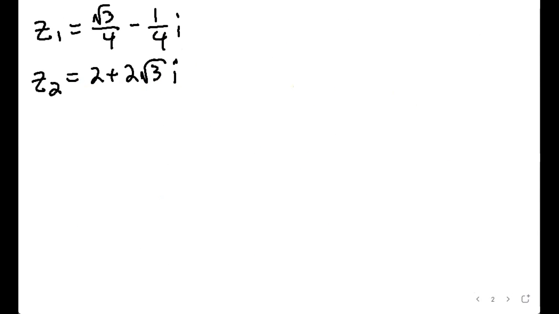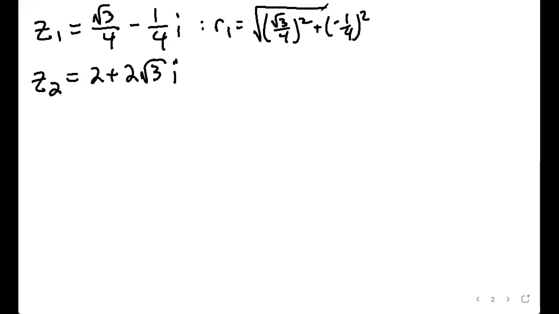So to do this, what do we have to do? Well, we need to convert Z1 and Z2 to exponential form. So R1 will be the square root of (square root of 3 over 4) squared plus (minus 1/4) squared. So that will be square root of 3/16 plus 1/16, square root of 4/16, a quarter. R1 will be a half.